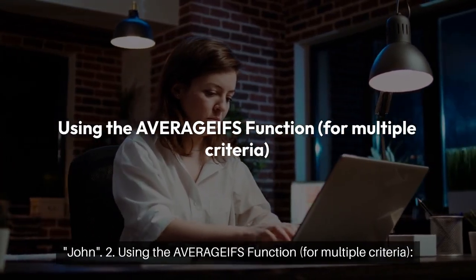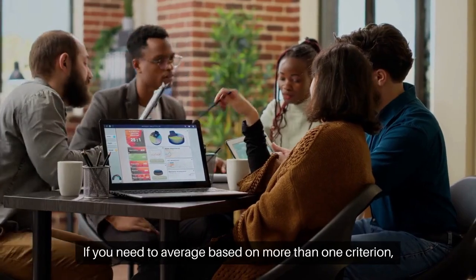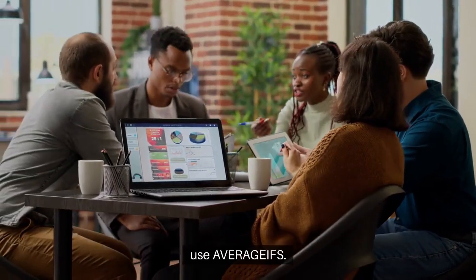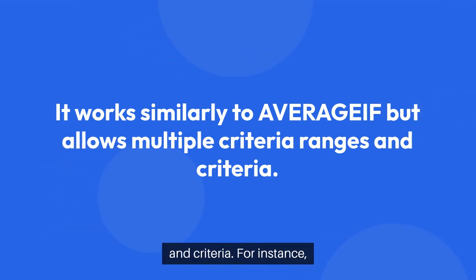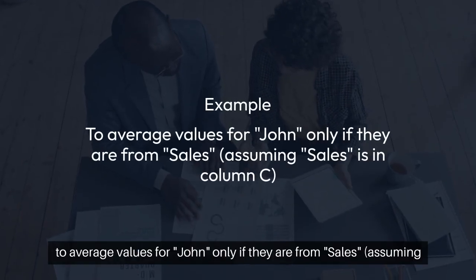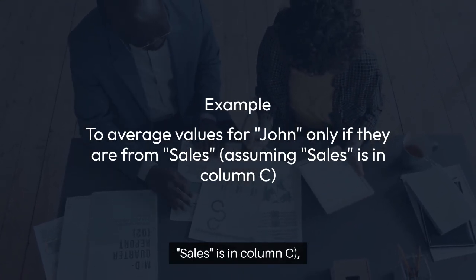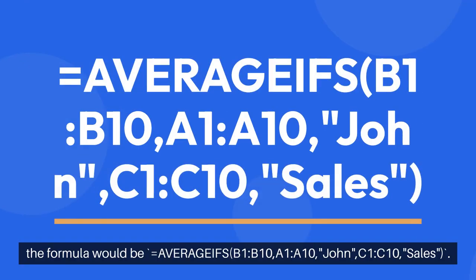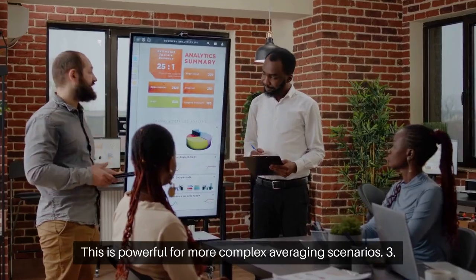2. Using the AVERAGEIFS function for multiple criteria. If you need to average based on more than one criterion, use AVERAGEIFS. It works similarly to AVERAGEIF, but allows multiple criteria ranges and criteria. For instance, to average values for John, only if they are from sales. Assuming sales is in column C, the formula would be AVERAGEIFS(B1:B10, A1:A10, "John", C1:C10, "sales"). This is powerful for more complex averaging scenarios.